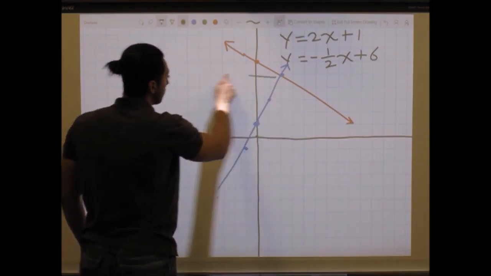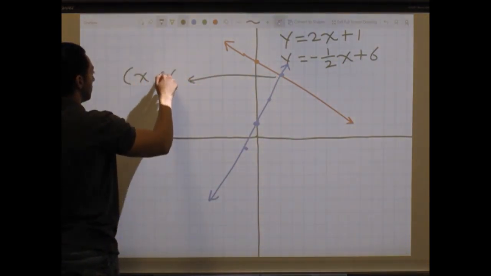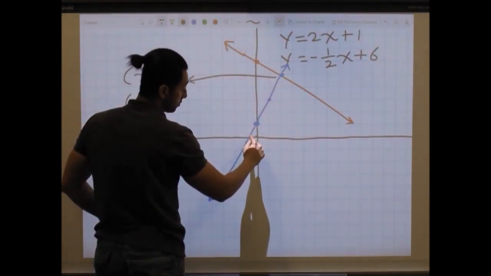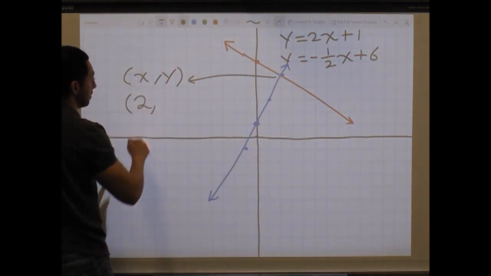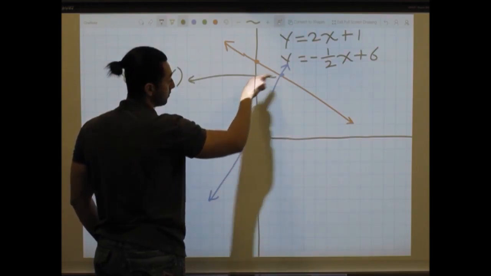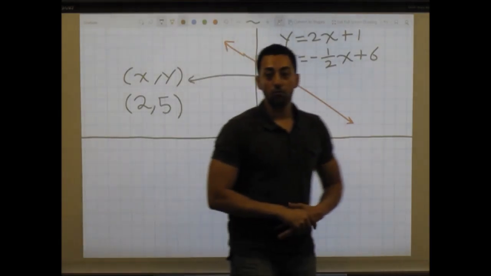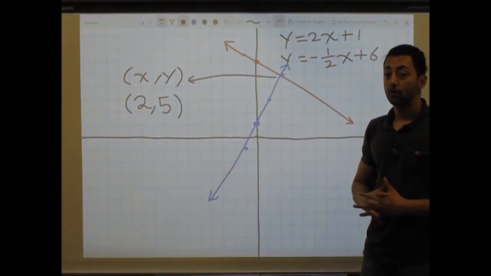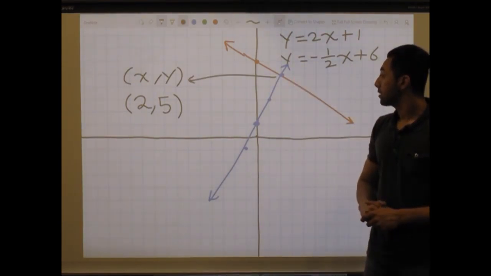Okay, so that point right there would have a solution in an ordered pair as an x, y. The x value here looks like it's 1, 2. So it has an x value of 2. And the y value there seems to be 1, 2, 3, 4, 5. So (2, 5) would be the solution to this system right here. And we got that by just visually looking at it and seeing what the intersection point was.